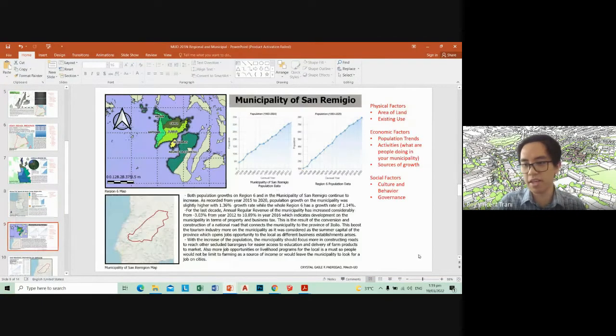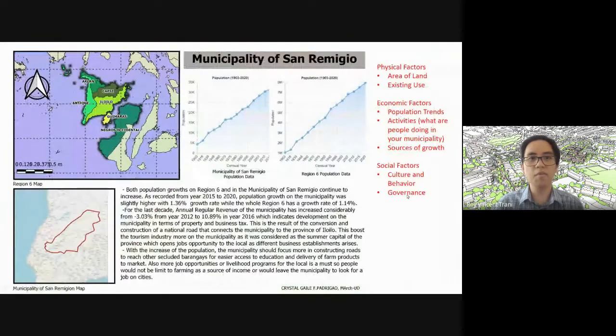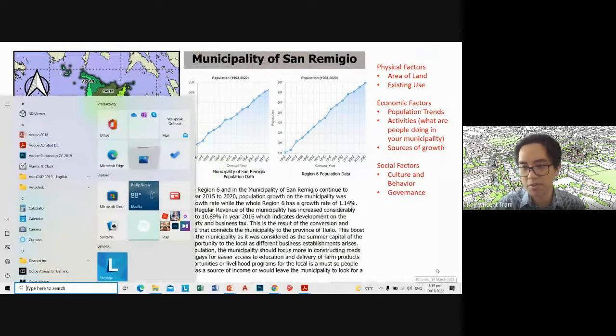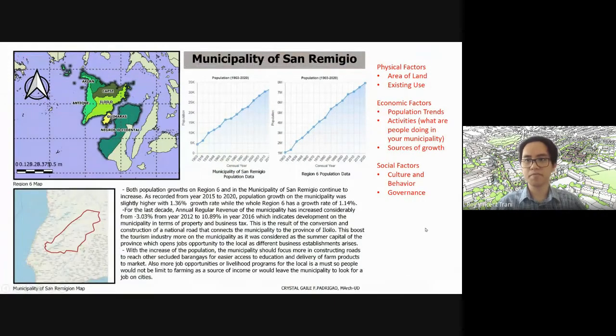We'll move on to the next one over here. Let's see it in full screen. The municipality of San Remigio. Let me check our time. How are we doing on time? Still 1:19. Okay, still like an hour.